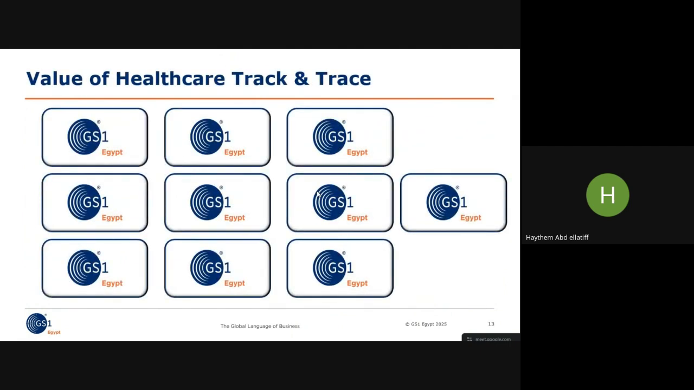And I would ask the participants if you can just write what value you think track and trace brings. I think all of us have a view about the benefits of track and trace. If you can share it, or Dr. Ahmed, you can help me to define some values of track and trace, please.